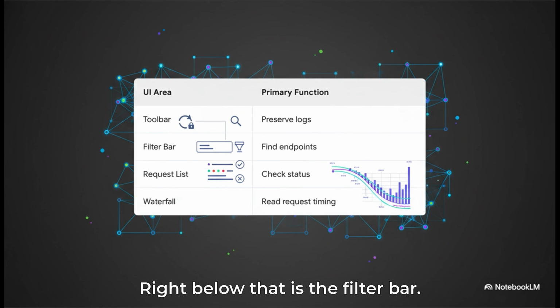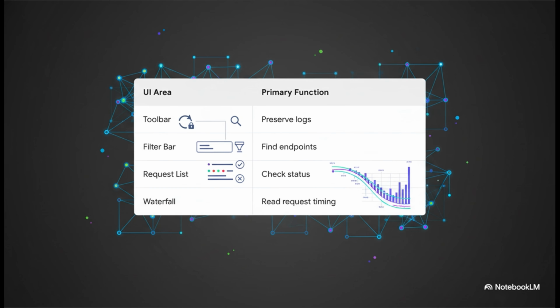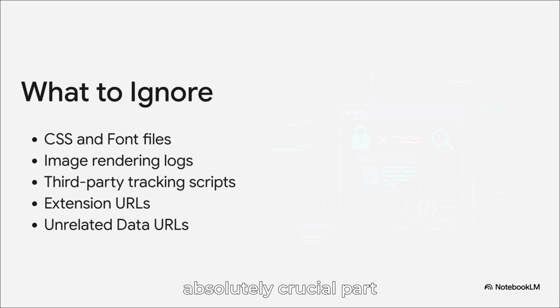Right below that is the filter bar. Think of this as your precision targeting system for finding specific endpoints. Then we get to the main event, the request list, where you check the status and details of every single network call. And finally, the waterfall column over on the right, which lets you read the exact timing of each request.